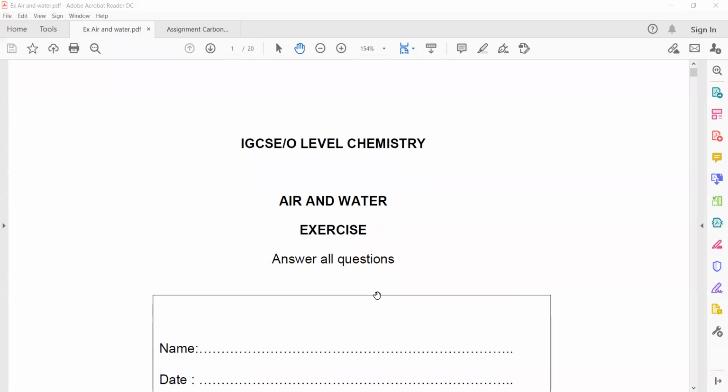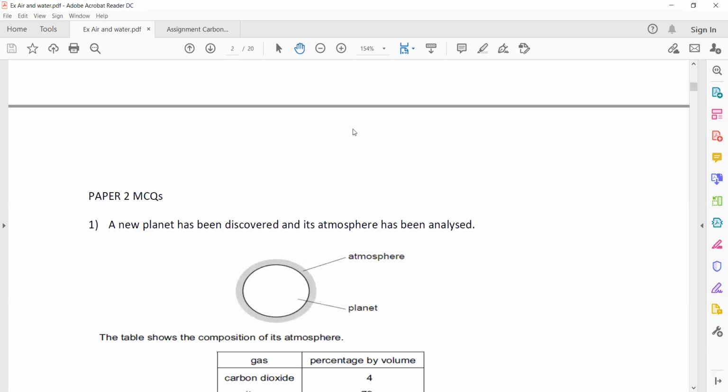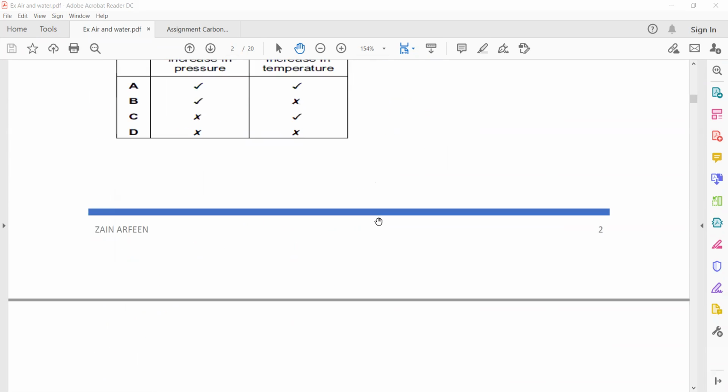Exercise air and water. From question 1 to question 10, any doubt? The MCQs. Any doubt from question 1 to question 10? Question 4. Okay, 4 and 6.